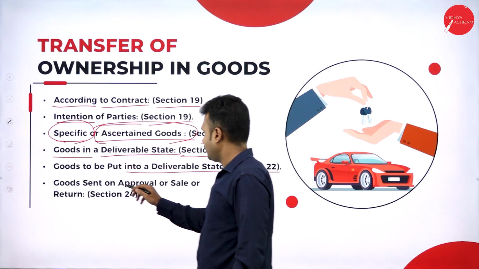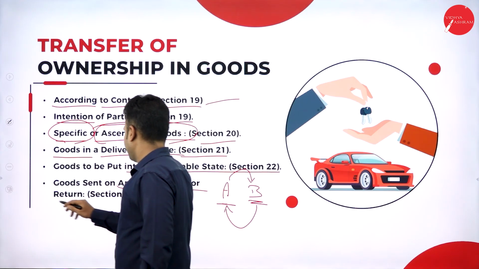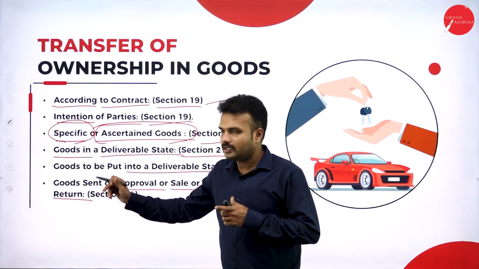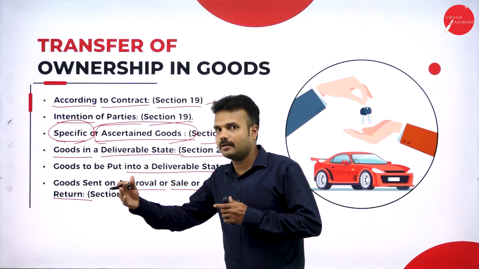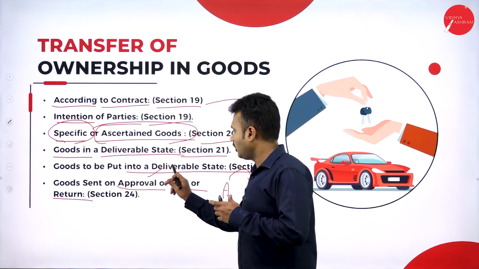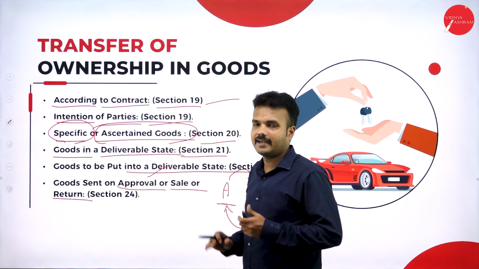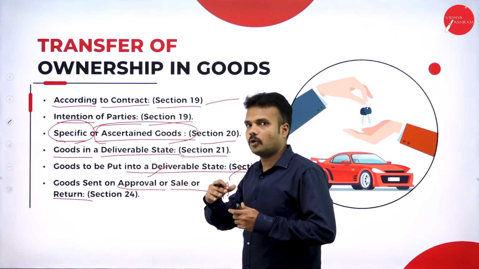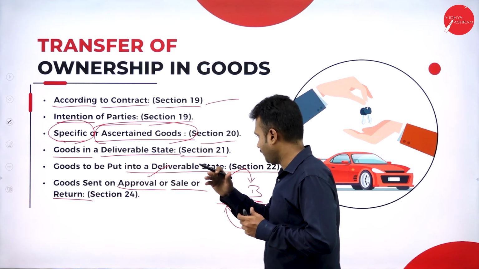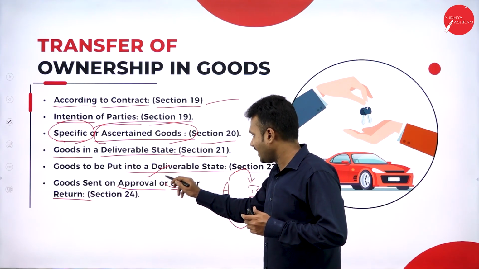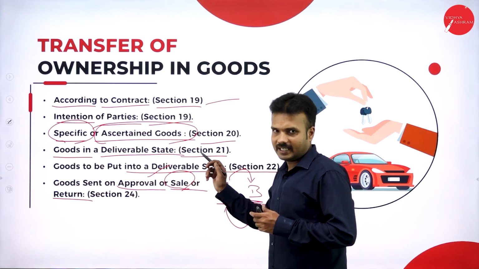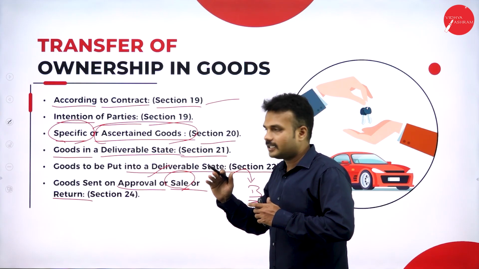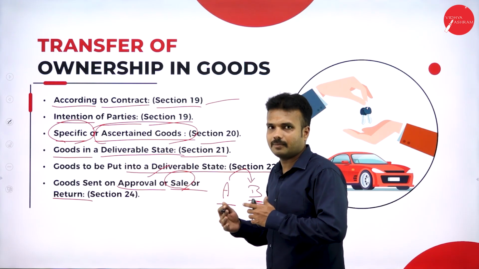Goods sent on approval or sale or return: once the goods have been delivered from the seller to the buyer, there must be approval from the buyer. Until the buyer approves the good, the goods are not yet transferred to the buyer. If he approves, the good is delivered, which means the good is already sold. If he rejects the good, it is simple.